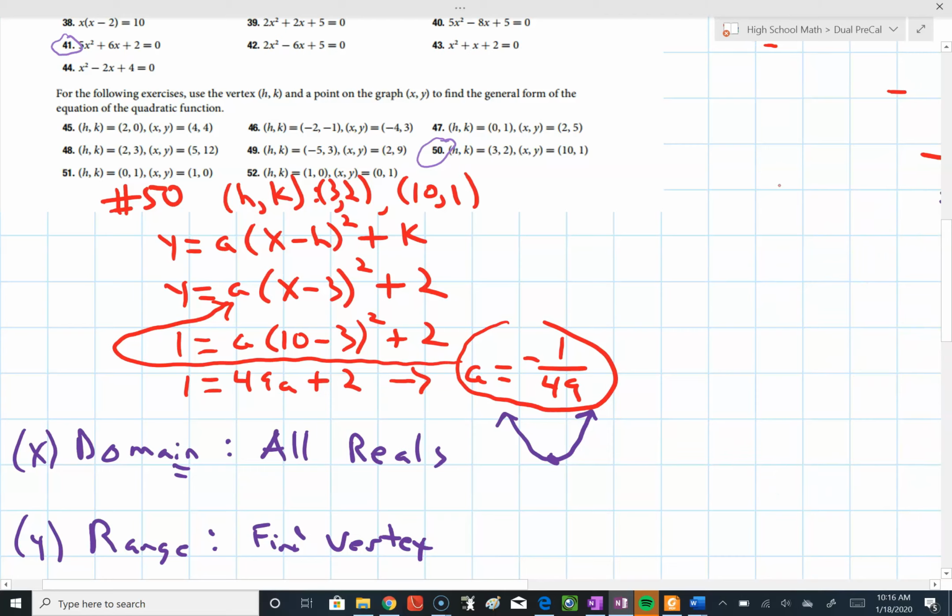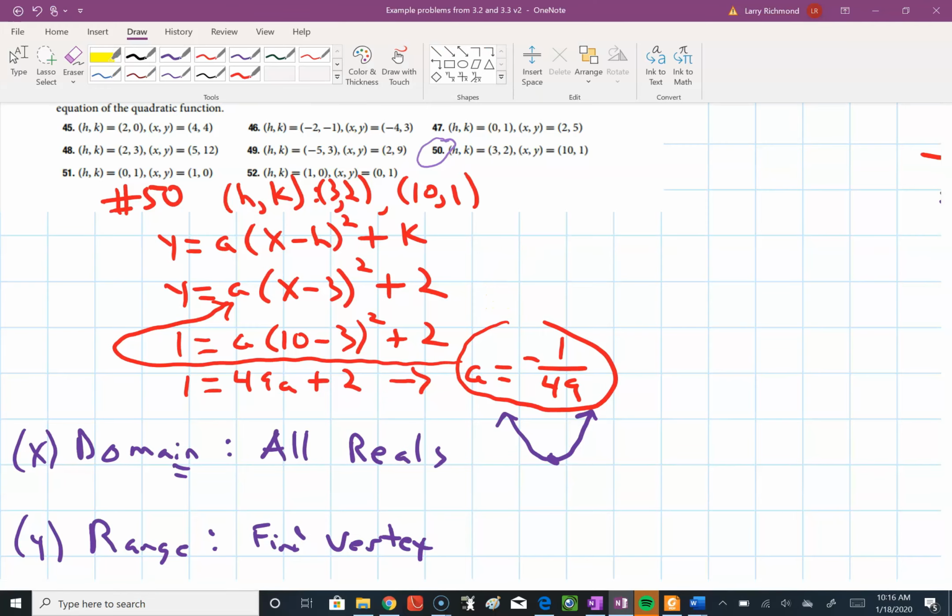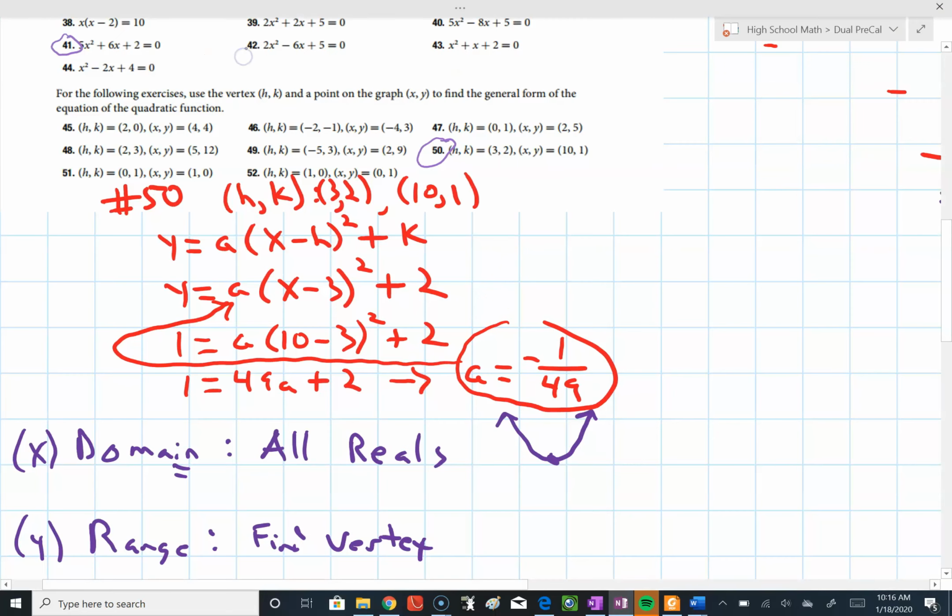And now we want to get into the general form. So we have right here, y equals negative 1/49th times x minus 3 quantity squared plus 2. All right, we want to square this. We were trying to get into ax squared plus bx plus c form. We want to square this one.